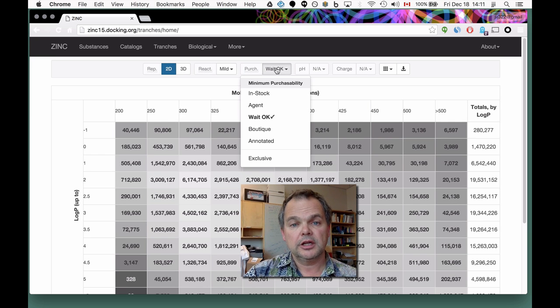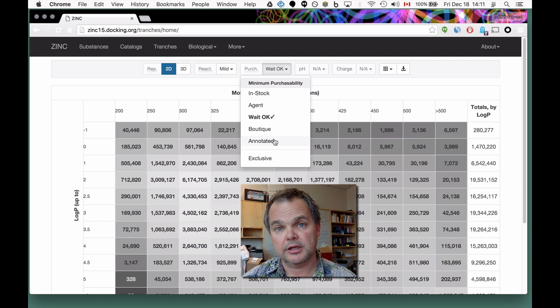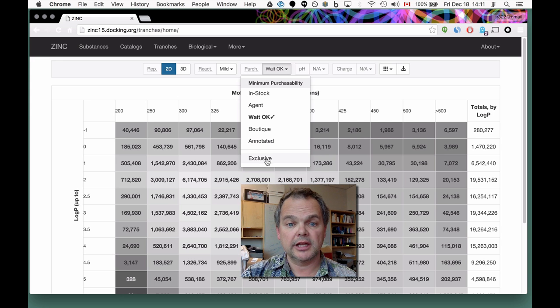So purchasability: in stock, agent, wait okay, boutique, and annotated. Really, in stock is purchased directly from a vendor, and agent is purchased through a procurement agent like eMolecules or Molport. Wait okay is what we used to call make on demand, so it's okay to wait for the compound. Boutique is the expensive one, and annotated means you can't buy it, but it's interesting in some way. For example, it might be a natural product, or it might be in a database like ChEMBL. And again, you can toggle these on with exclusive.